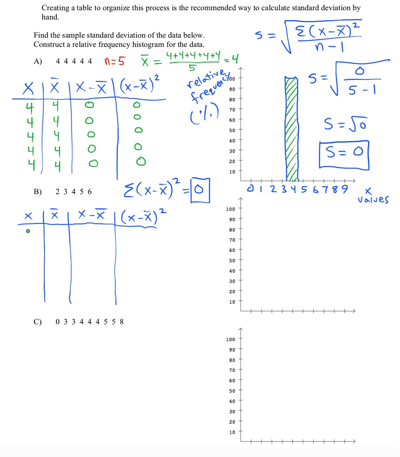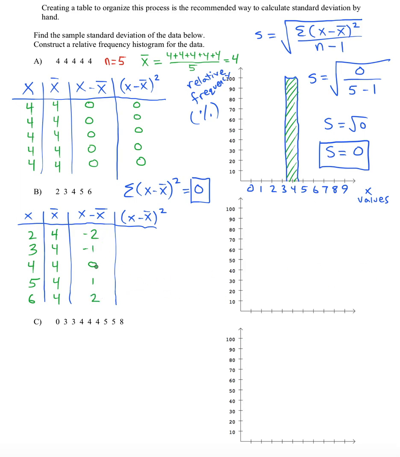Let's list all our data pieces. And the mean of this data set, maybe you can tell by symmetry here, the mean is going to be 4. So put a 4 in every row. Now we'll subtract. 2 minus 4 makes negative 2. 3 minus 4 makes negative 1. 4 minus 4 would be 0. And 5 minus 4 is 1, and 6 minus 4 is 2.